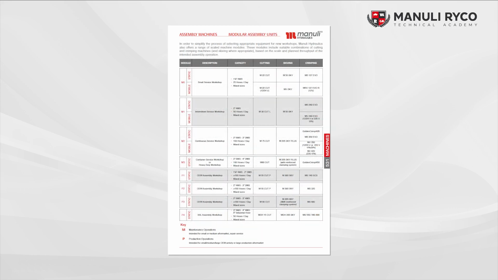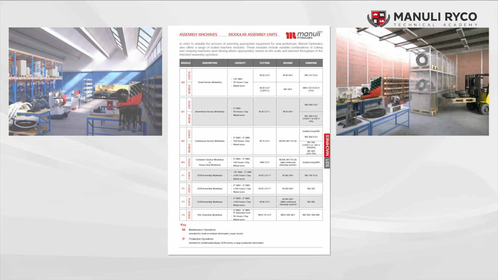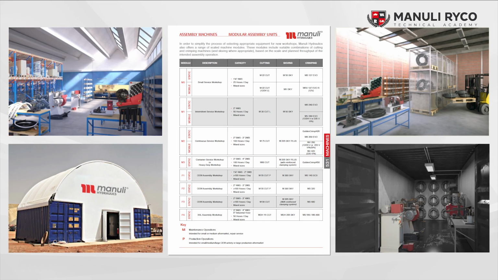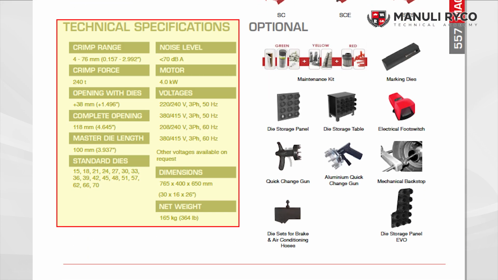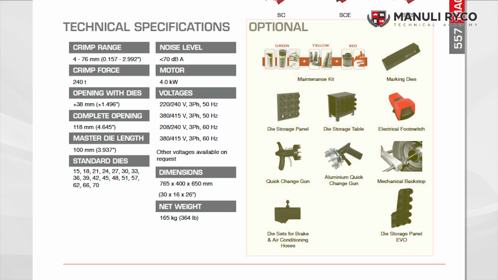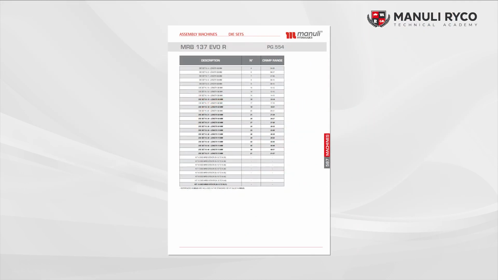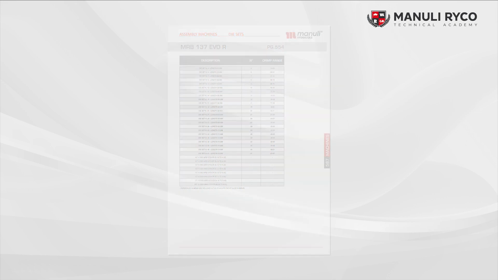In case you need to have a complete assembly workshop, a modular assembly units table provides a suggested selection of machines which could be used to make up various hose assembly lines with specific capacities and throughputs. The individual product pages provide an overview of the machine's key features, the technical specifications for the machine, and any optional extras or variants. The various die sets available for each of the crimping machines can also be found at the end of the assembly machines chapter.